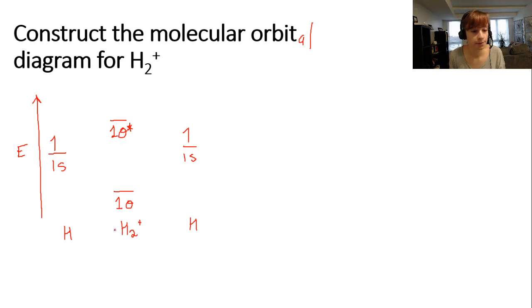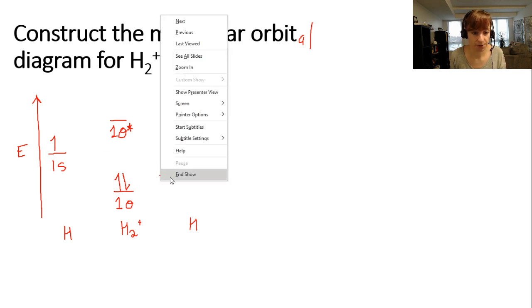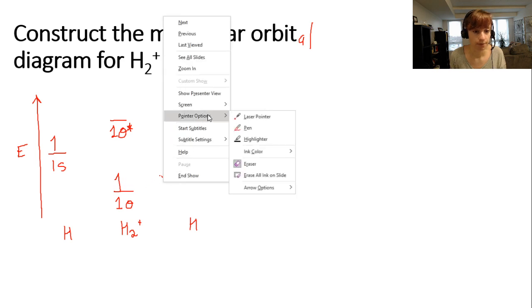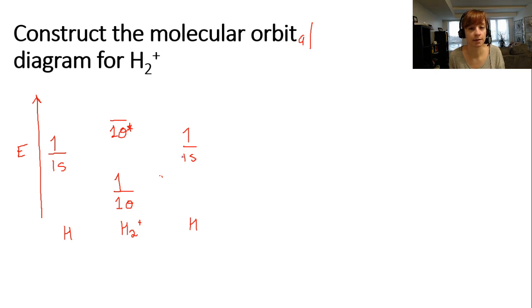So if we were to draw out the electrons for H2 without the plus, neutral hydrogen gas, we would have 2 electrons because it's 1 + 1, 2. So it would be 1 electron here and then another electron here. You fill in order. If we had 3 electrons, the 3rd electron would go into the anti-bonding orbital. And your electrons are always pointing in opposite directions. But in this case, we have H2+. So plus means we lose an electron. So this is what our molecular orbital diagram would look like for H2+.